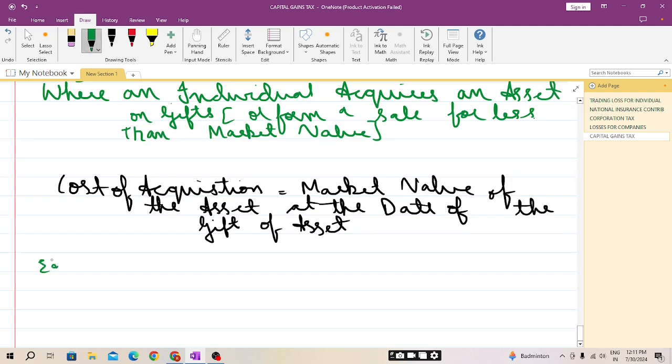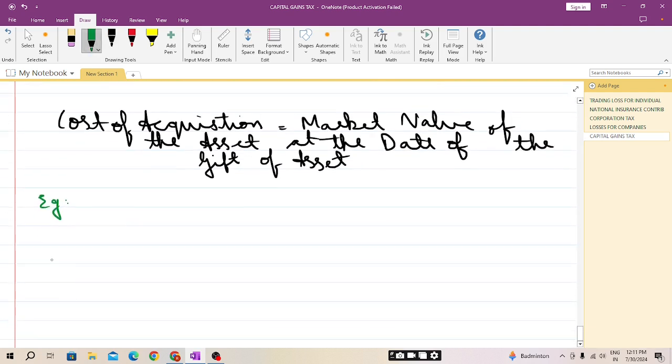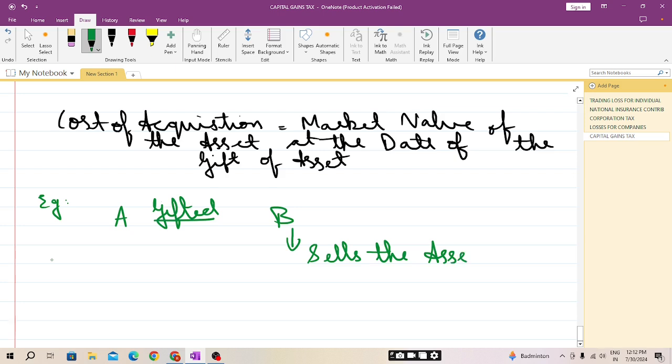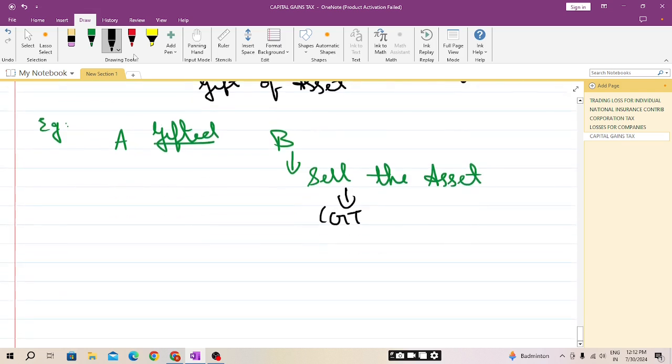Let's take an example here, students. Let's take A gifted an asset to B. Both are individuals. A gifted an asset to B and B sells the asset. If B sells the asset, students, capital gain tax will be applicable. The disposal proceeds will be the amount which he receives.